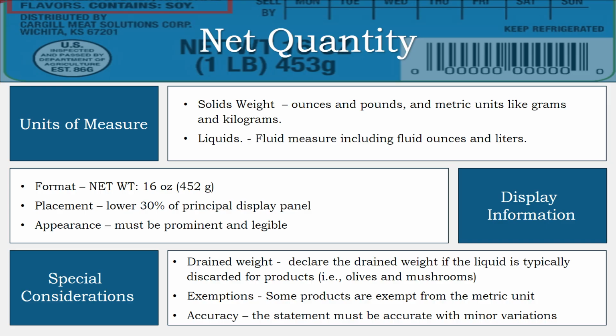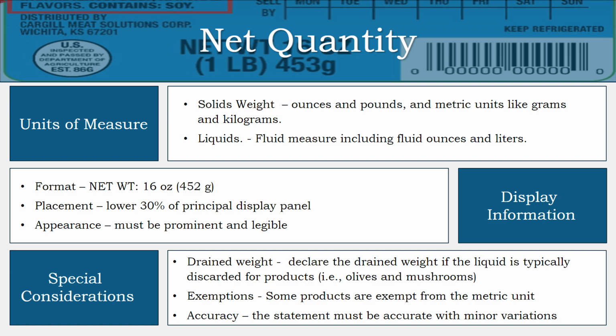And finally, some special considerations include drain weight. For foods that are usually sold by weight and packed in liquid, you must declare the drain weight if the liquid is typically discarded, for products such as olives and mushrooms.